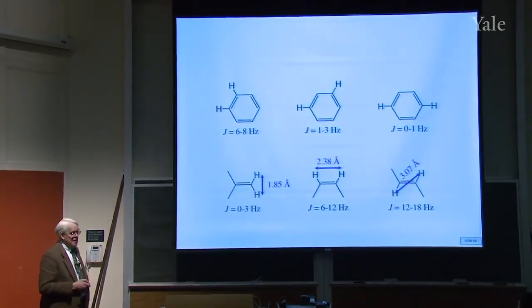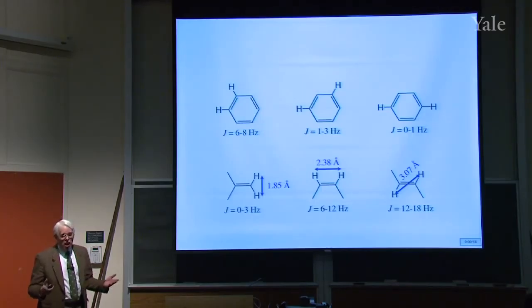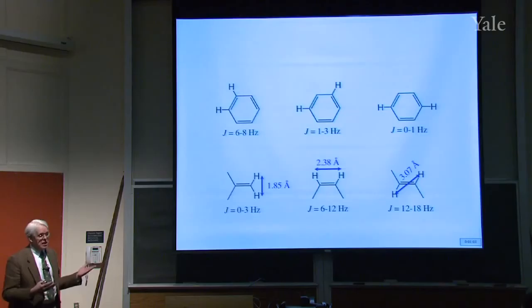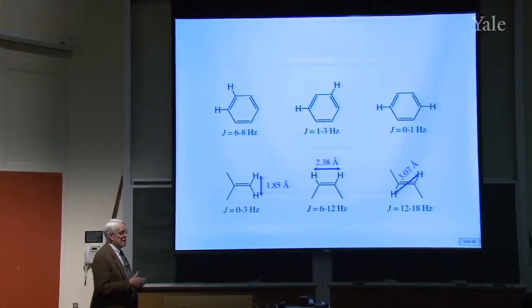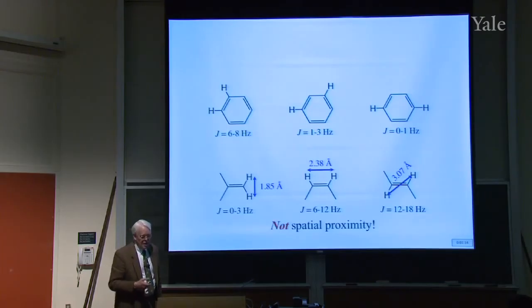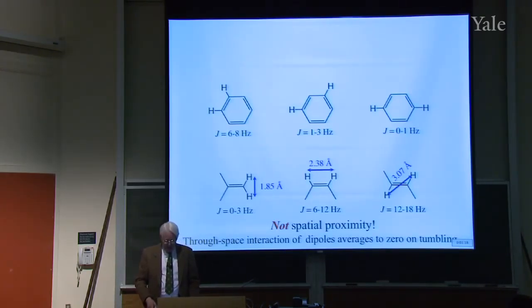And here are their coupling constants. What do you think of your theory, Derek? It's not holding up right here. It's exactly wrong. The closest ones have the smallest splitting, and the farthest ones have the biggest splitting. But we know that it shouldn't be distance, because we've just seen that it averages to zero. So it must be something else. Okay, it's not spatial proximity. The through-space interaction of dipoles averages to zero on tumbling.